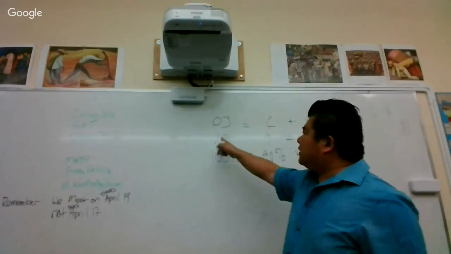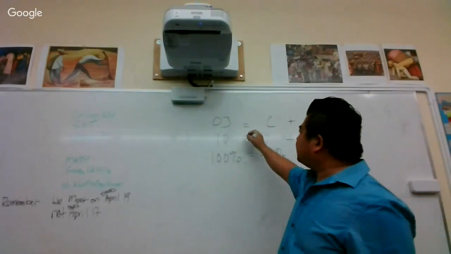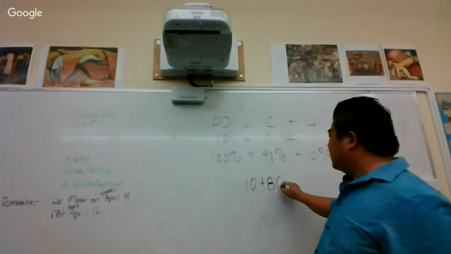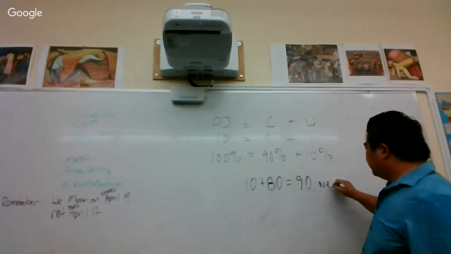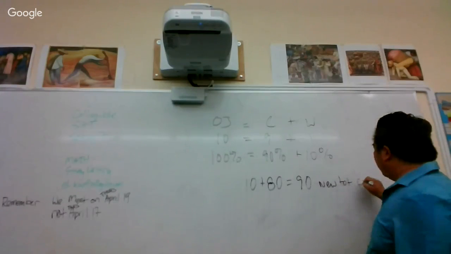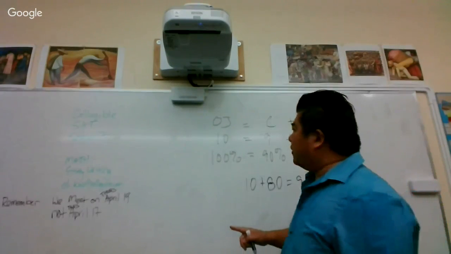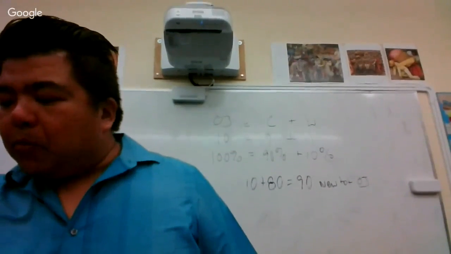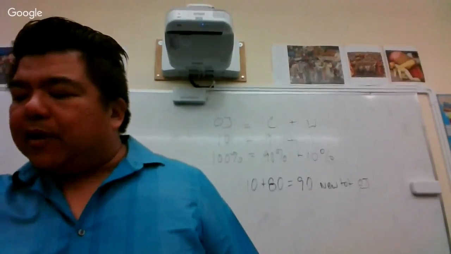Okay, because this is going to be added to this. I wouldn't add it to the 1 because it's complete already. Yeah. So this is 10 plus 80 equals 90, the new total of orange juice. And that means the water in this case is how much more water it takes to make the 10% orange juice.